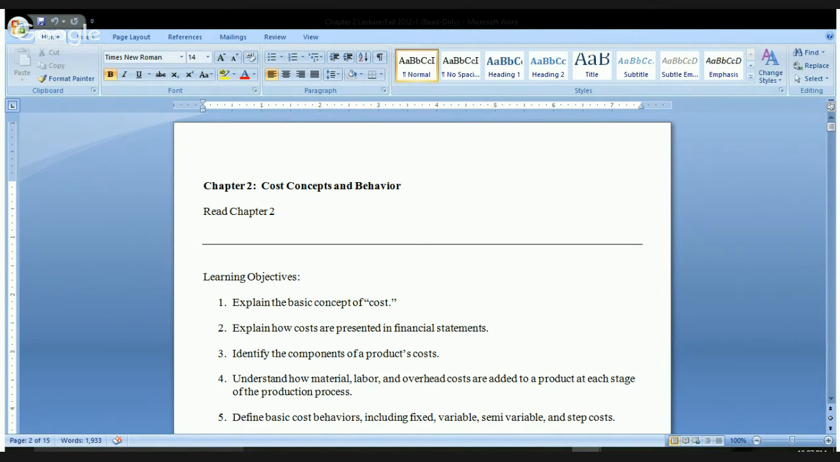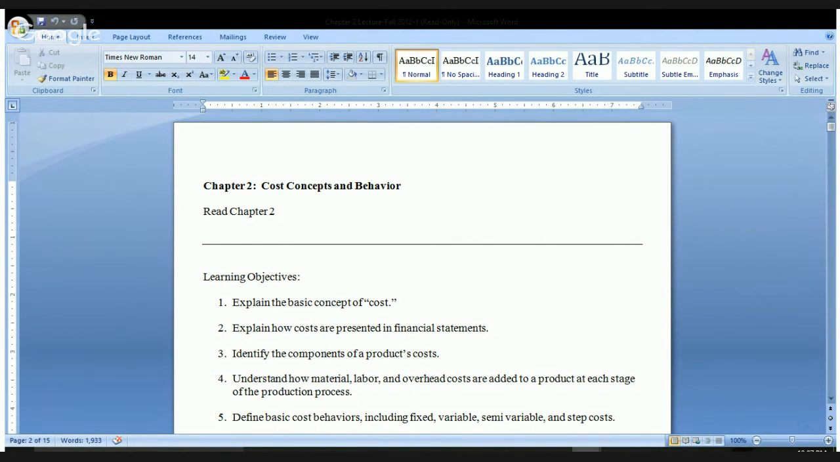When I first did this particular problem, the first thing I did was go through each one of these and decide which one is a product cost and which one's a period cost. So let's go through this right now. The first one is labor of the saw operators and the upholsterers. Well, that's talking about the product itself, so that is a product cost.